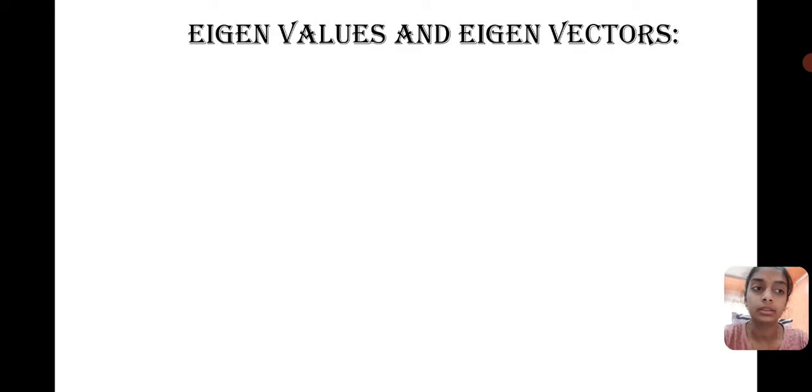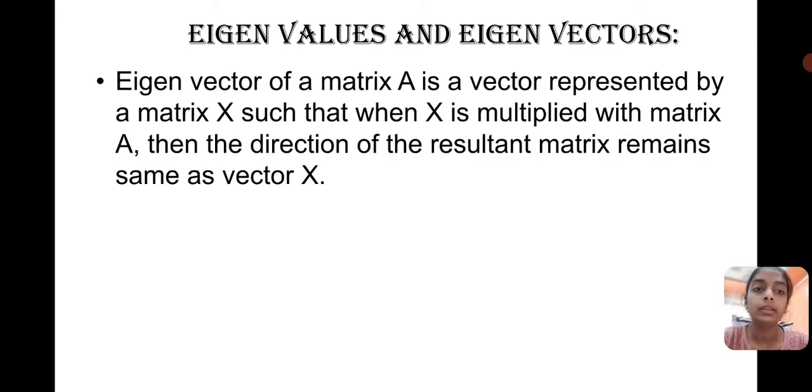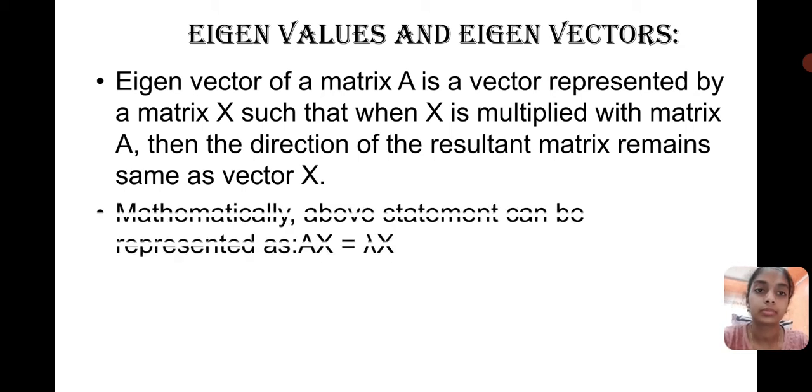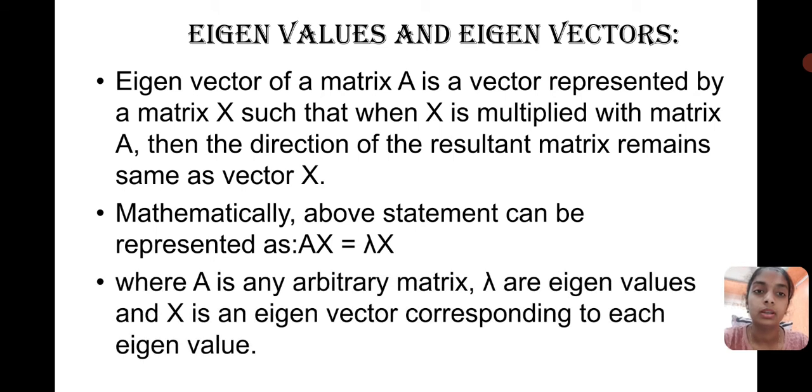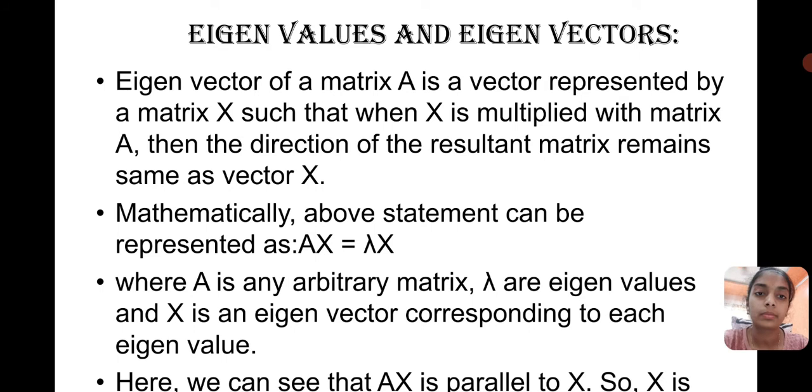Eigenvalues and eigenvectors. An eigenvector of a matrix is a vector represented by a matrix X such that when X is multiplied with matrix A, the direction of the resultant matrix remains the same as vector X. Mathematically, the above statement can be represented as Ax = λx, where A is an arbitrary matrix, λ are the eigenvalues and x is the eigenvector corresponding to each eigenvalue. Here we can see that Ax is parallel to x.